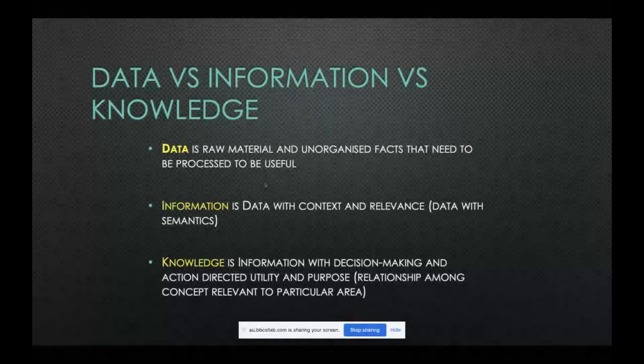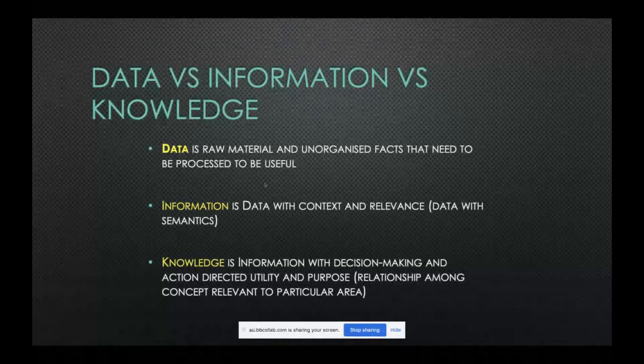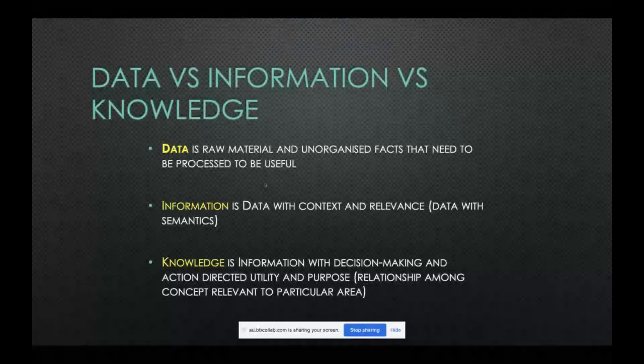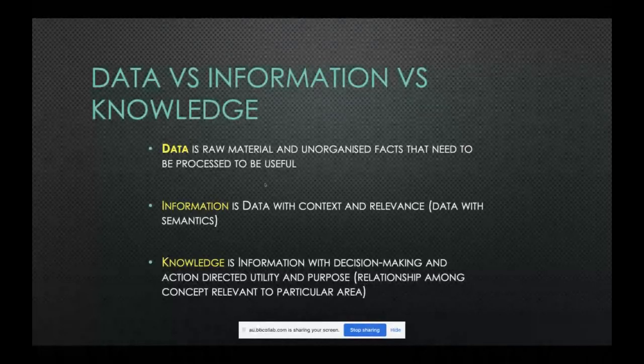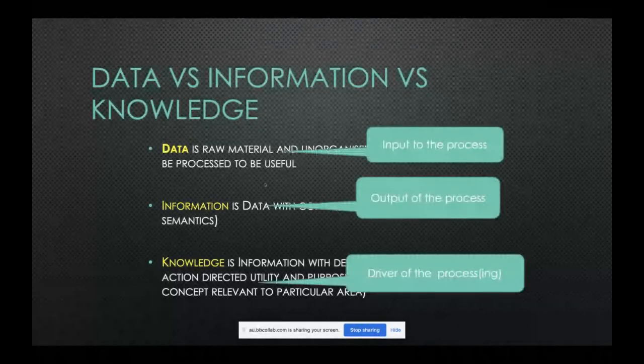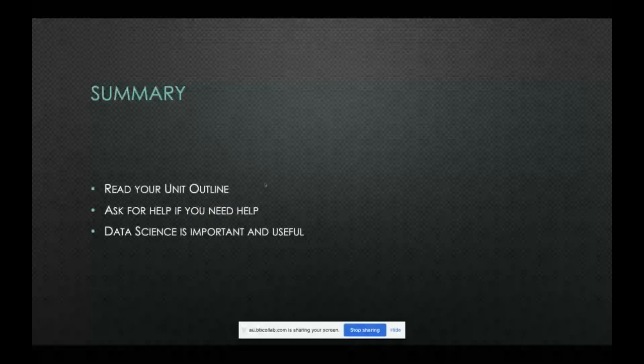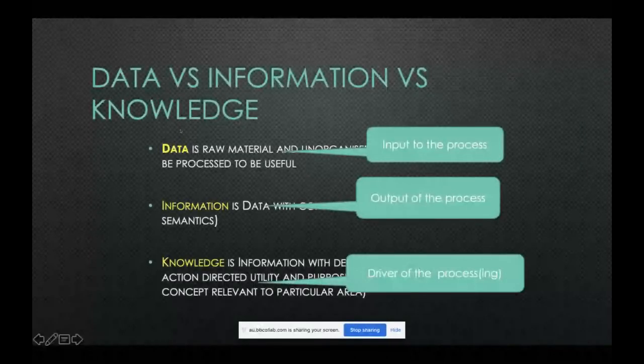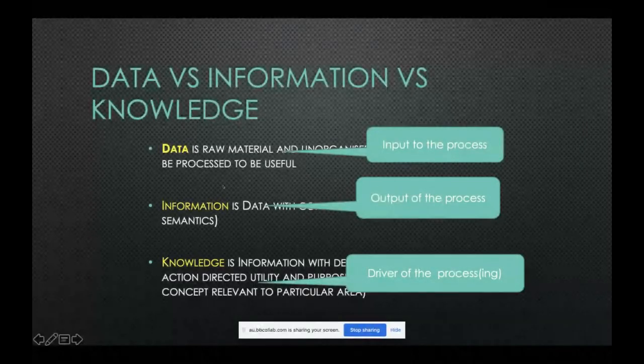So as I said, those are the differences between data, information, and knowledge, right? Data is raw material. Information is processed data. Knowledge is what we can use to make decisions, to make value. All right, so that is the lecture. So let's go to the tutorial.